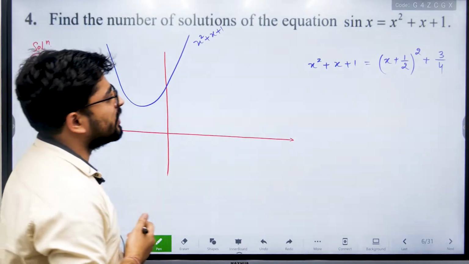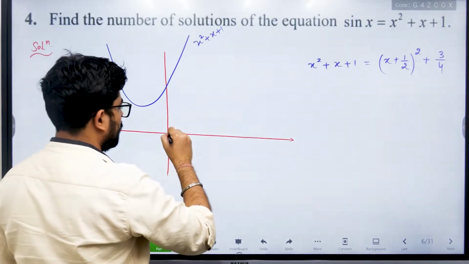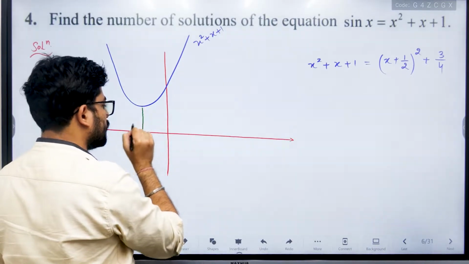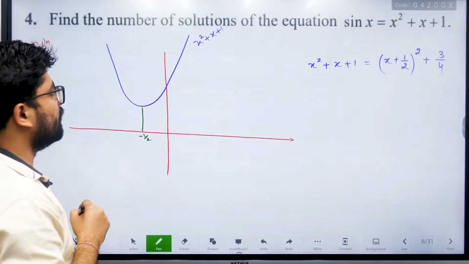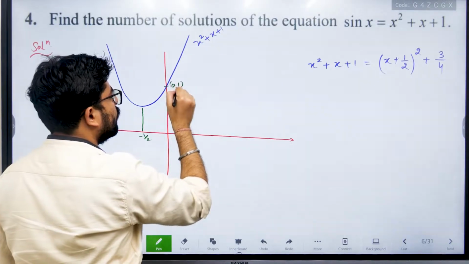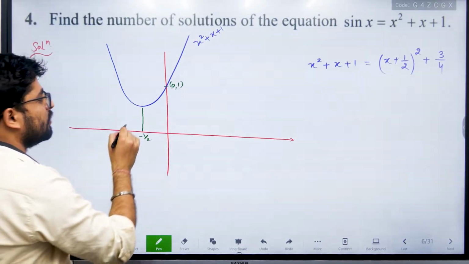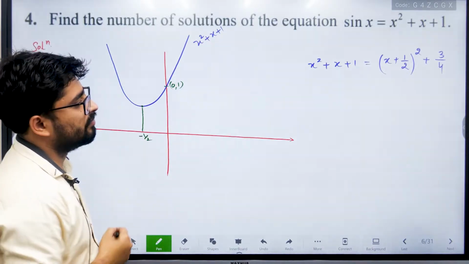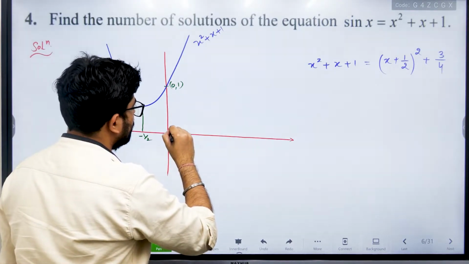Now if you draw the graph of sine x, the graph of sine x is this one. Here you have the minimum value at x equal to minus half. At x equal to 0, the value of x square plus x plus 1 is 1, and the minimum value, which is 3 by 4, is at x equal to minus half. So if you draw sine x, sine x is like this.